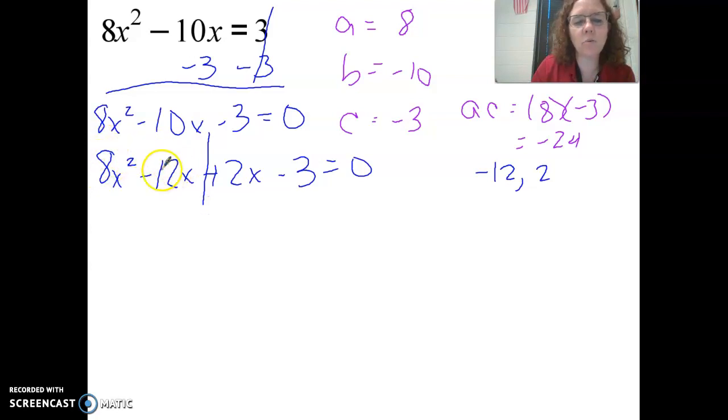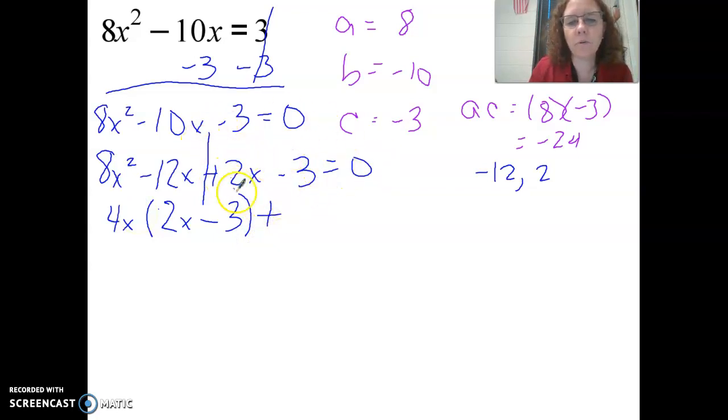GCF of 8 and 12, largest number that'll go into both of those is 4. And I can see they both have an x. I'm going to pick my smallest exponent, and then I'm going to divide. 8 divided by 4 is 2. Remember, when I divide with variables, I subtract the exponents. 2 minus 1 is 1. So I have 1x right there. Negative 12 divided by 4, negative 3. And x to the first, 1 minus 1 is 0, so there's no x.